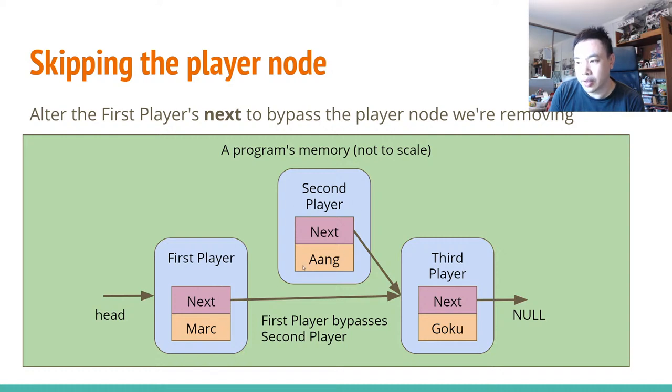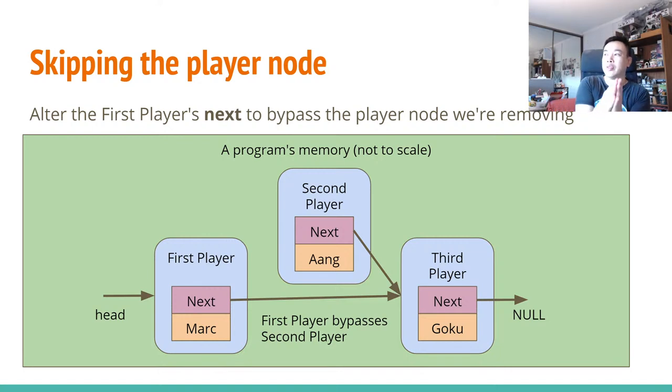One thing to be really careful of when we do this is, up until this point, the only way we knew where the second player was was following the pointer from the first player. So once we do this, we need to make sure that we have a pointer aimed at the second player that says, okay, I still know where this thing is. Because we're not done with this node. This node is just sitting there still. It's still occupying a piece of our memory, and it still exists.